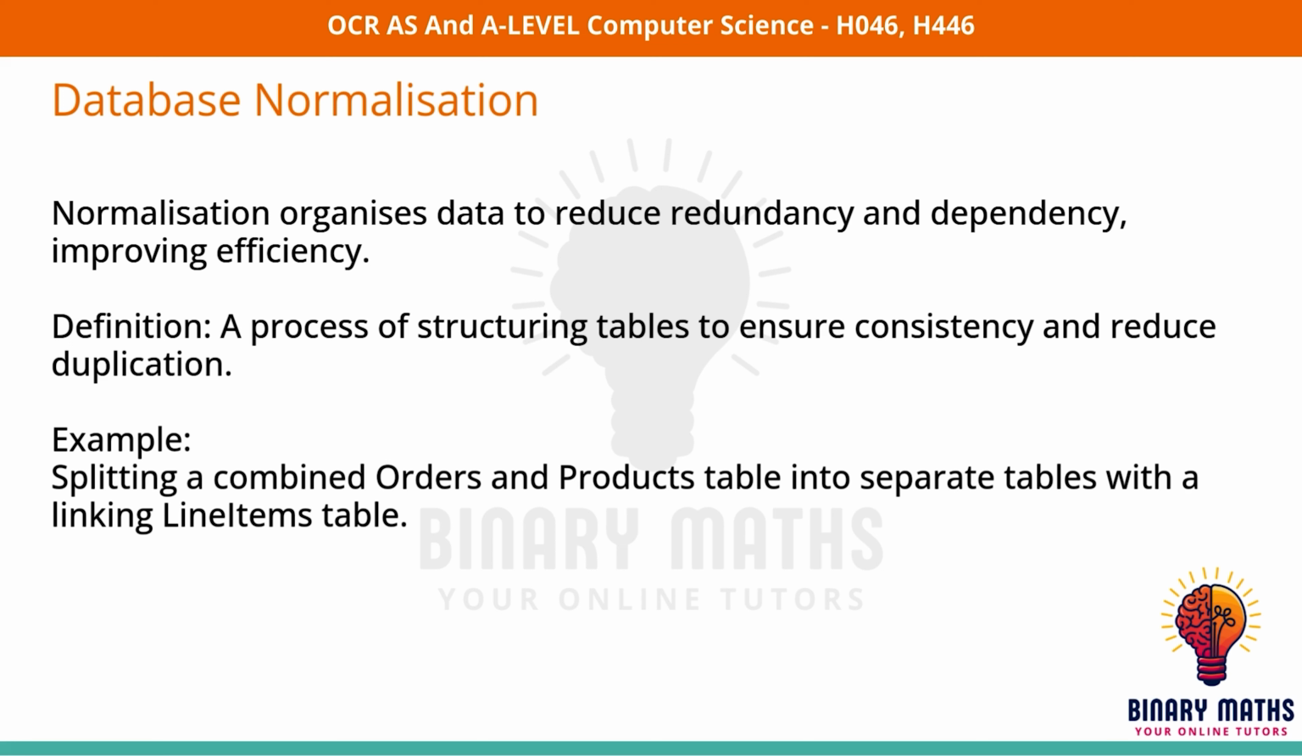To fix this, we can split the table into smaller, more focused tables. We might have one table for orders, another for products, and a third for line items that links the two. This way, each product name is stored only once, and we can easily update it if needed. Normalization can be a bit tricky to get your head around at first, but it is an essential part of database design. It ensures that your database is efficient, consistent, and easy to work with.